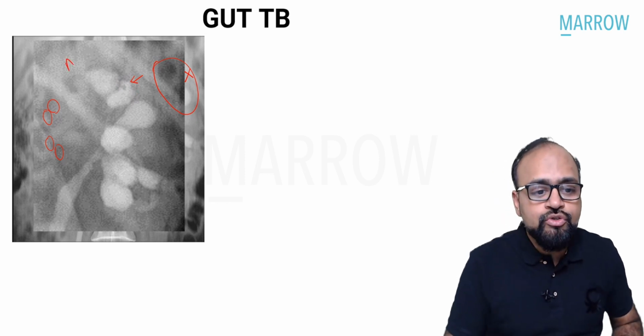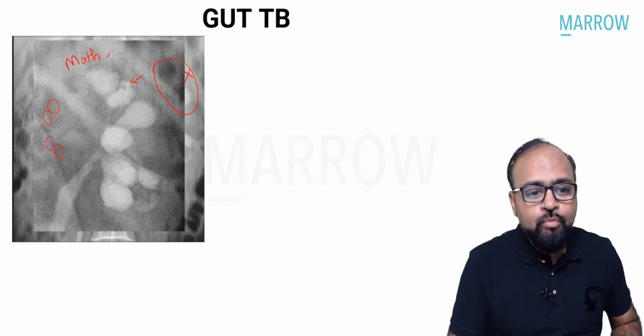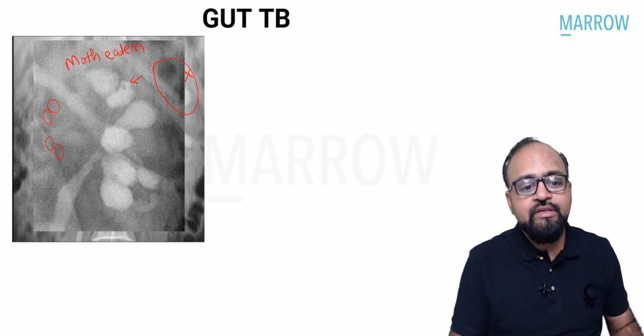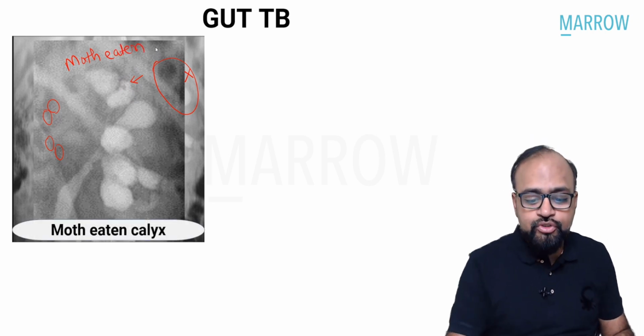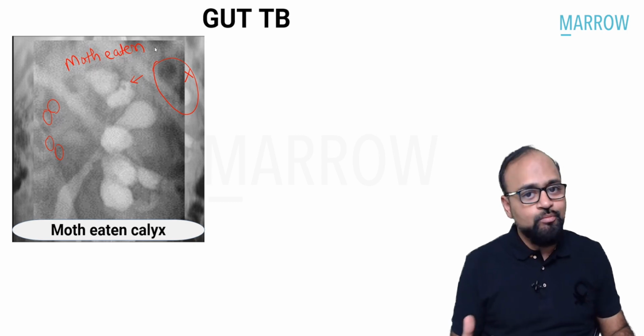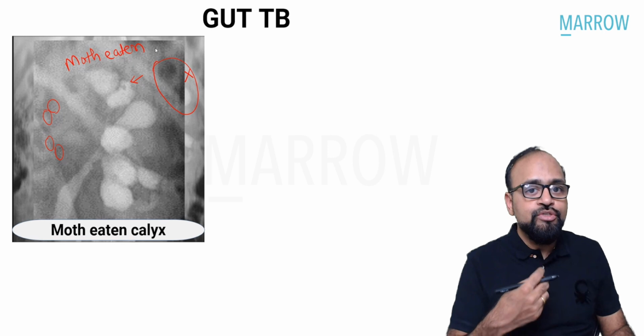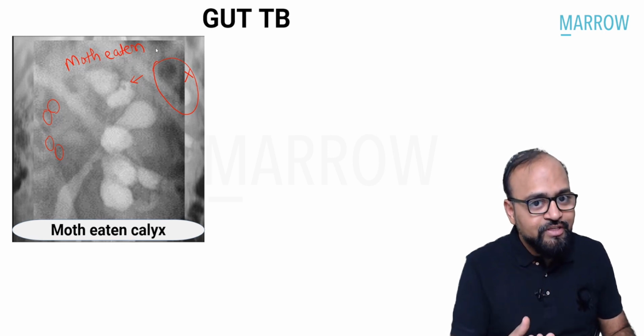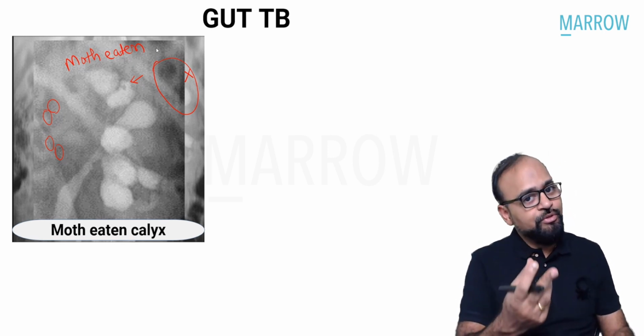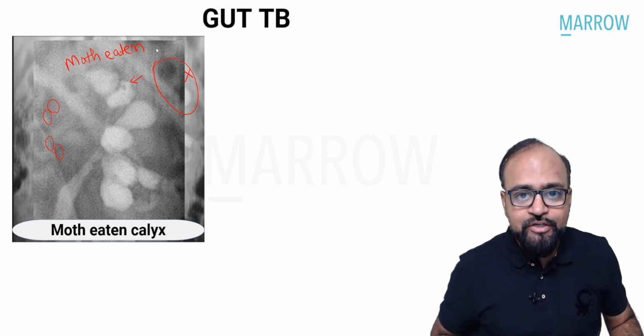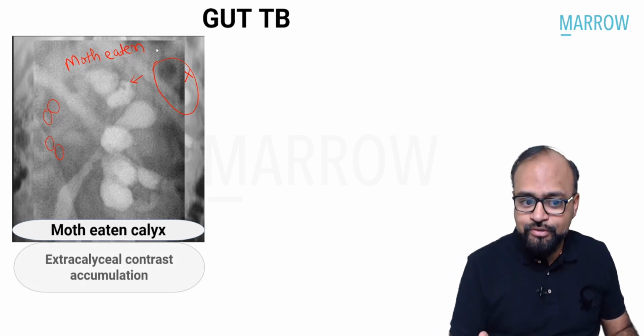This is what is called your moth-eaten calyces. So this is what is called a moth-eaten calyx or moth-eaten calyces. This is the earliest finding or the earliest change which is happening at the level of the calyces. So IVU is better able to detect it. So it is the imaging modality of choice for an earlier diagnosis, right?